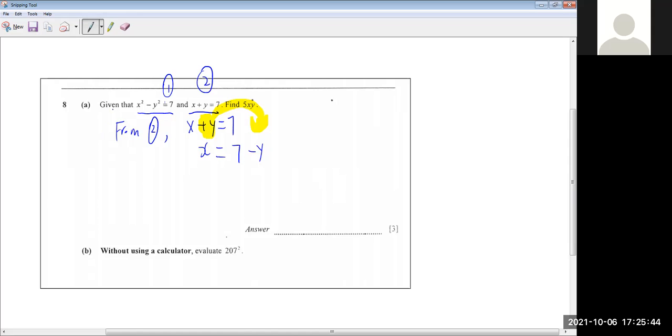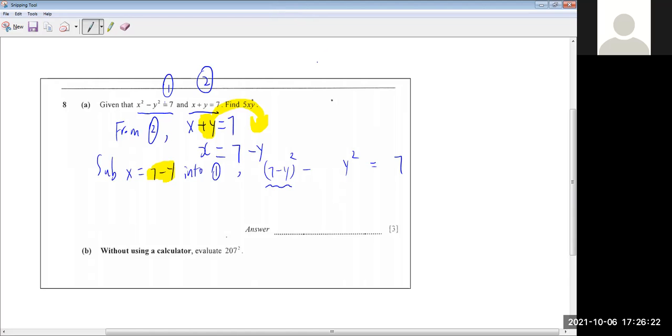So after that, I'm going to sub this in. Sub x equal to 7 minus y into 1. So the 1 is x squared minus y squared equals to 7. So can you see that your x squared is here, and then your x is actually equals to this 7 minus y. So what you can do, you can actually replace this x with 7 minus y. Okay, so how do you do this? How do you open the brackets for this? Okay, you open the brackets.